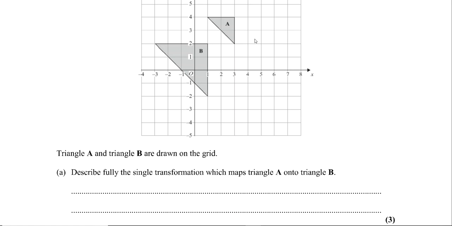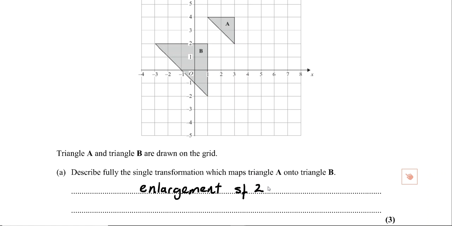So, what do you notice about B? It's bigger. Therefore, the single transformation means we've only got one thing. It's getting bigger, so the only thing that does that is an enlargement. That would be one of the marks. The other thing we have to say is how much bigger. So we look at a scale factor of 2, because one side was 2, it's now 4. So we've got a scale factor of 2.